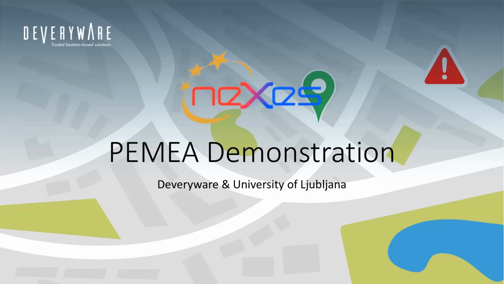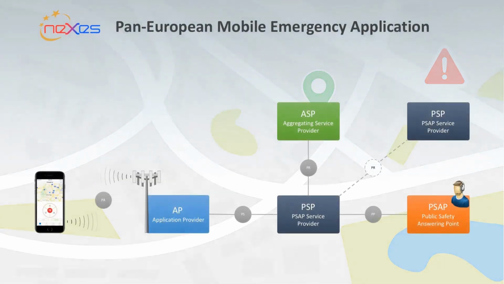This short video demonstrates some of the basic features offered by the Pan-European Mobile Emergency Application Architecture, Pemea. Pemea enables your smart device to provide information about your location and you to nearby emergency services so that you can get help quickly in times of trouble. Pemea provides this capability anywhere in Europe where the emergency center is Pemea enabled.